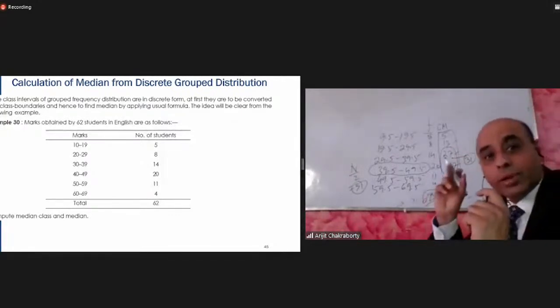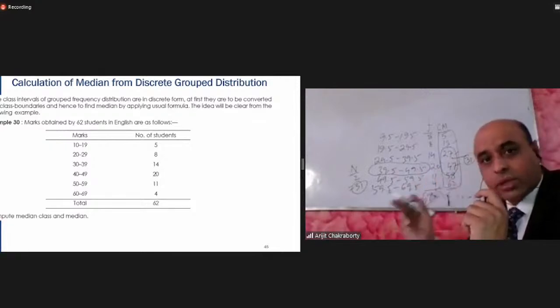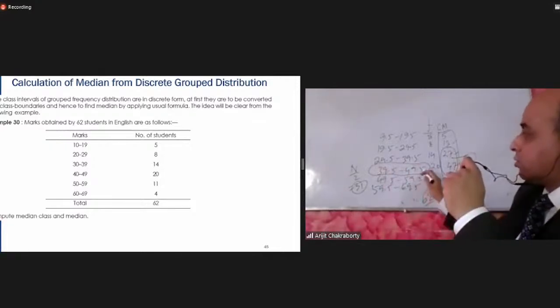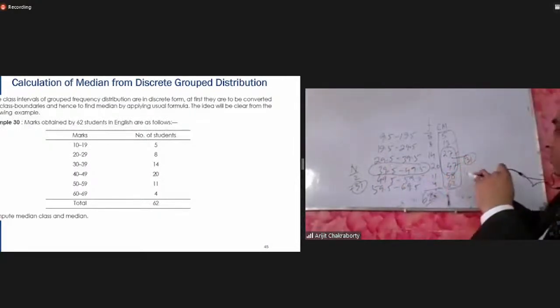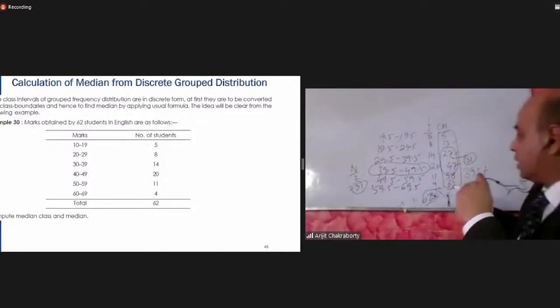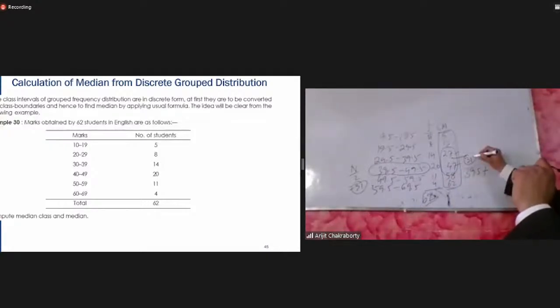We will take the lower class interval. In this class interval, the interval is from 39.5 to 49.5. We will take the lower one, 39.5, plus the median position, 31. So I will take 31 in the numerator minus the cumulative frequency of the earlier class, 27, divided by 47 minus 27, multiplied by the class interval. Here the class interval is 10.